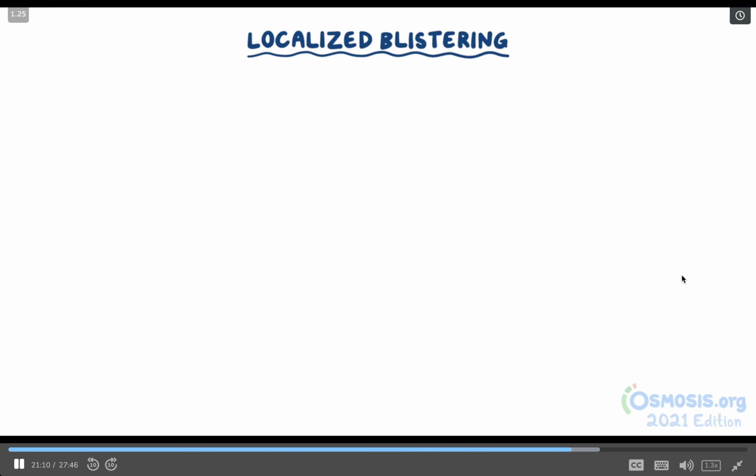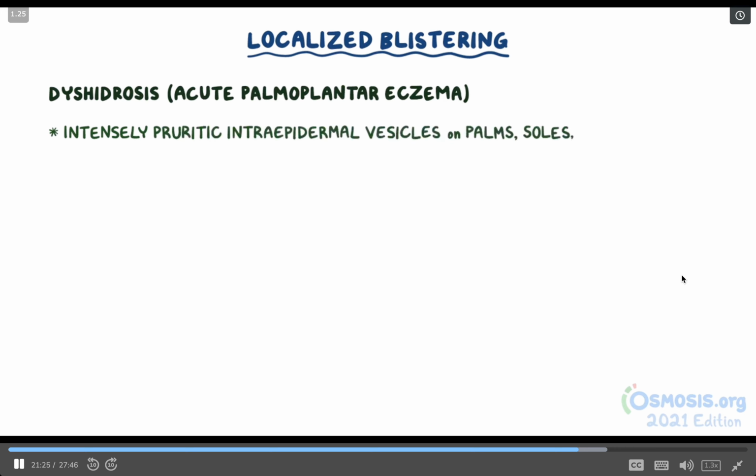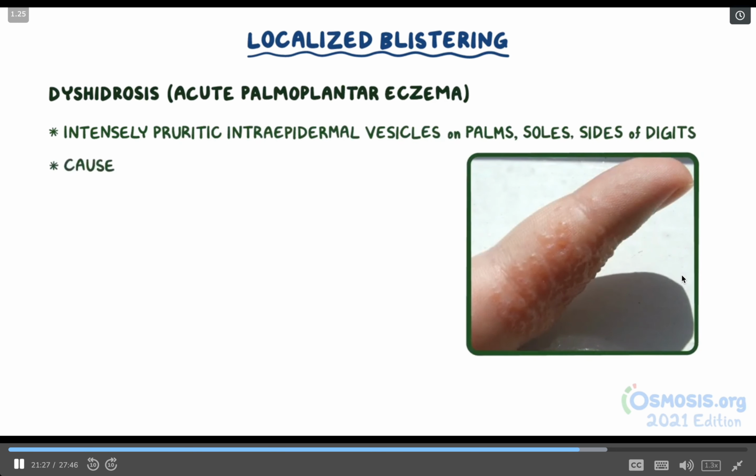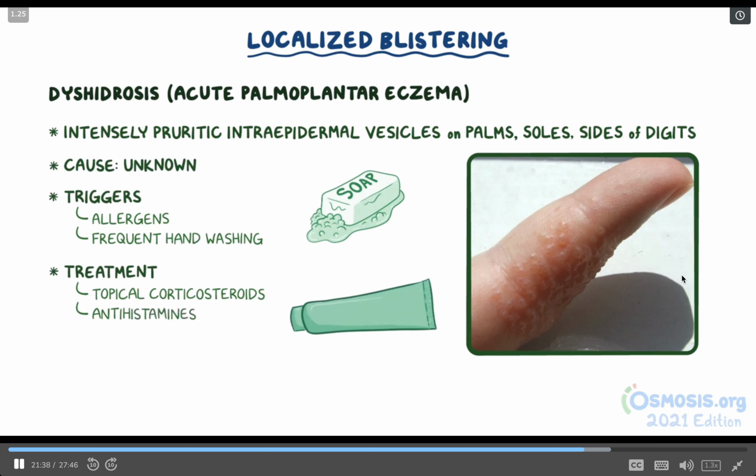Other localized blistering disorders that present in hands or feet include dishydrosis and erythema multiforme. Dishydrosis, also known as acute palmoplantar eczema, presents as intensely pruritic intraepidermal vesicles on the palms, soles, and sides of the digits. The cause is unknown, but triggers include allergens and frequent hand washing. Treatment is generally with topical corticosteroids, and antihistamines may be used to help with the itching.